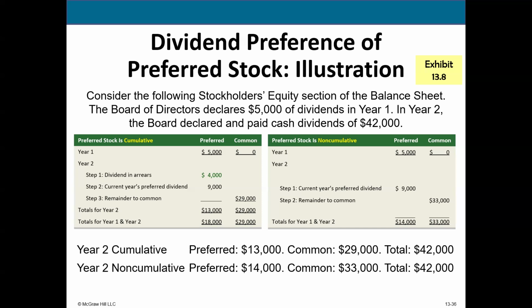For non-cumulative, they will receive the year one amount and year two amount. That's it. They don't receive any prior dividends. And then common shareholders, they receive the rest, just like before. So it's just good to know. Not super critical, but good to know stuff.